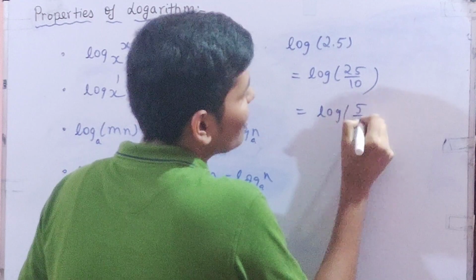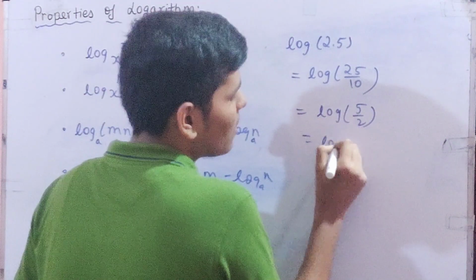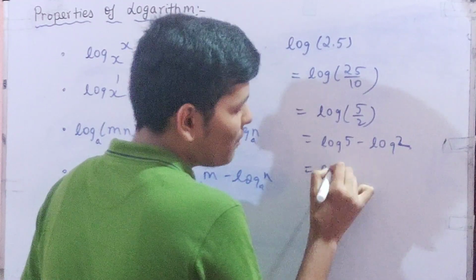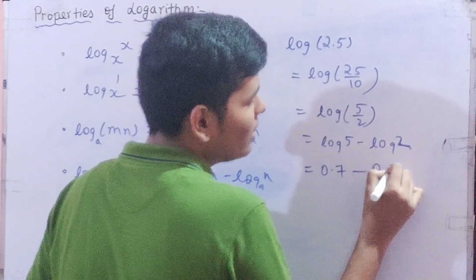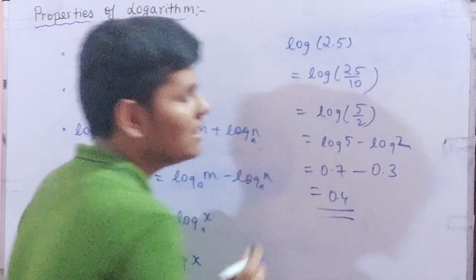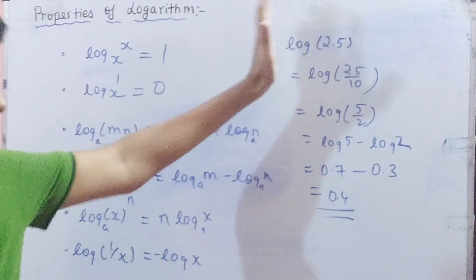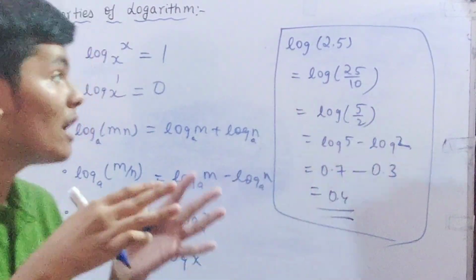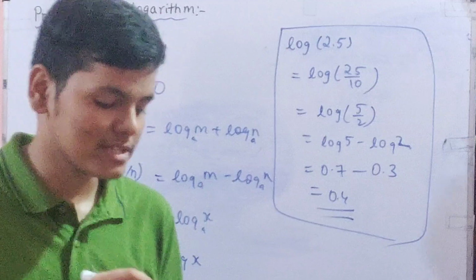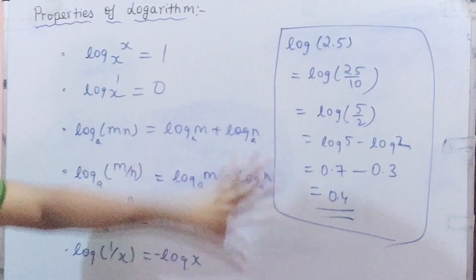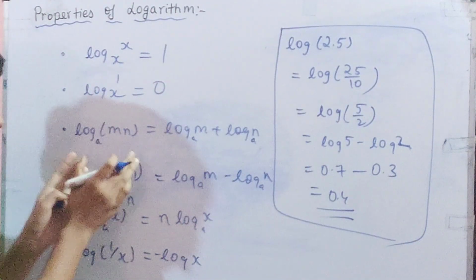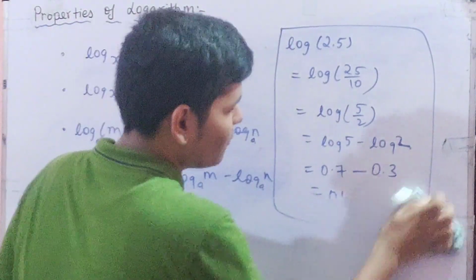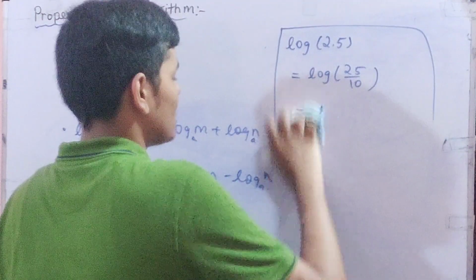After making it in the form of 25 by 10, we can cancel out by taking the common. So log of 5 by 2. This will give us log 5 minus log 2. The value of log 5 is 0.7 and the value of log 2 is 0.3, that is 0.4. This is the answer to the question of log of 2.5. These types of questions are very common as a part of a problem in physics or mathematics. So this was all about the properties of logarithm. Now for derivation of this, suppose we can try to derive this one as well.